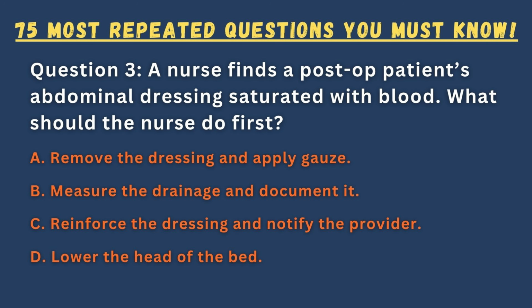Question 3. A nurse finds a post-op patient's abdominal dressing saturated with blood. What should the nurse do first? A. Remove the dressing and apply gauze. B. Measure the drainage and document it. C. Reinforce the dressing and notify the provider. D. Lower the head of the bed.